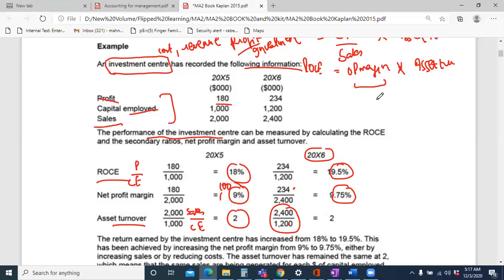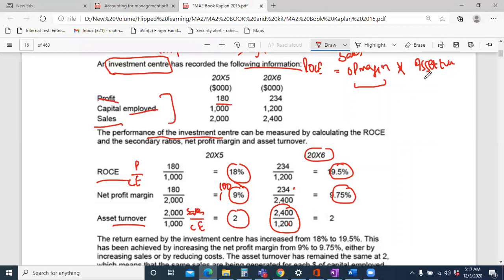So why did ROCE go up from 8% to 19.5%? Because the net profit margin actually went from 9% to 9.75%. So maybe we controlled our costs, so our profit went up, but the sales in relation to the investment has remained the same. We are earning 2 times out of our investment. Here again, it's twice: 1200 into 2 makes 2400, right? So we are earning twice the capital employed in both the years. So it has remained the same, but still the return on investment in 2006 is more. That is because of the increase in the profit.